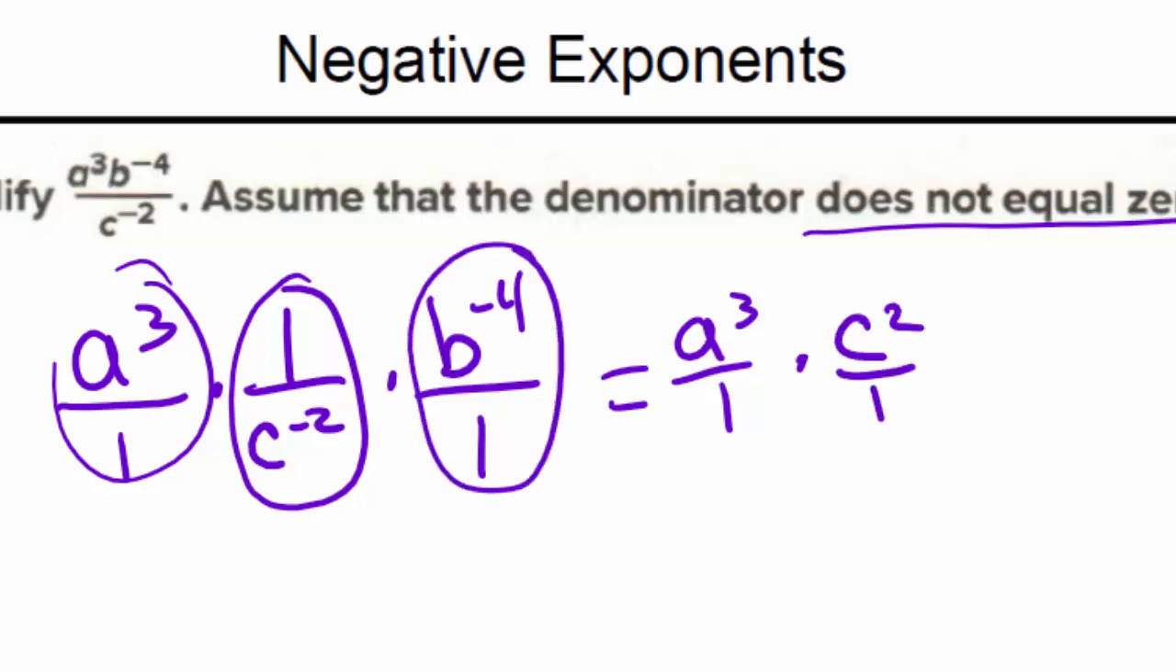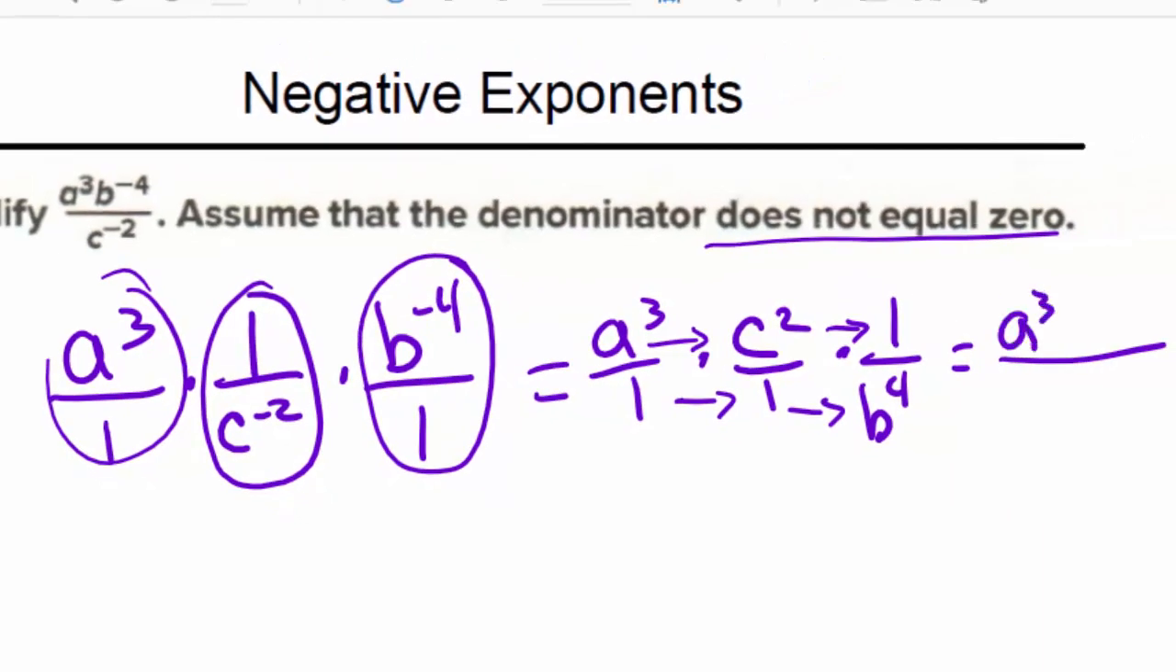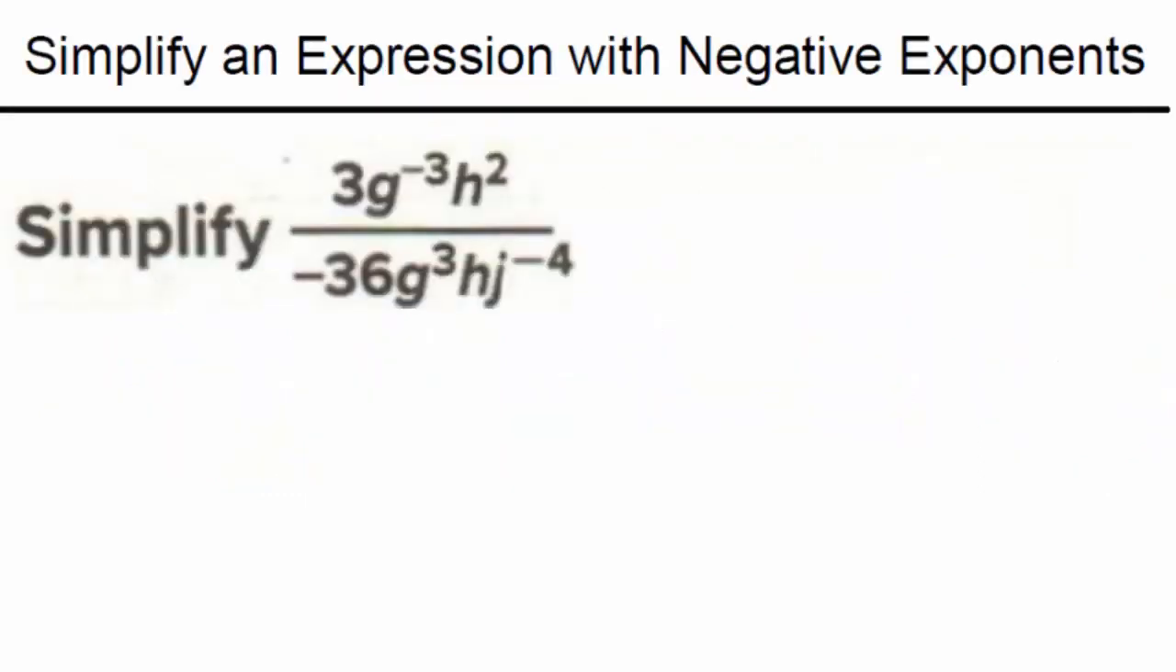Then this third one here has a negative in the numerator, so to make that not negative, I got to take the reciprocal of that, which would be 1 over b to the positive 4. And the final solution is just to multiply these things back together straight across, so I end up with the numerator of a cubed c squared, and I don't need the 1. Now, the bottom, 1 times b to the 4th is just b to the 4th. So this right here ends up being our final solution. All right, so for this next example, it says to simplify an expression with negative exponents.